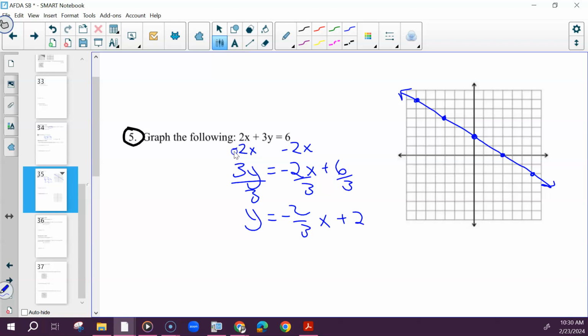Again, if you didn't grab a calculator, go grab that. We need that for today. And then I need cell phones put up.